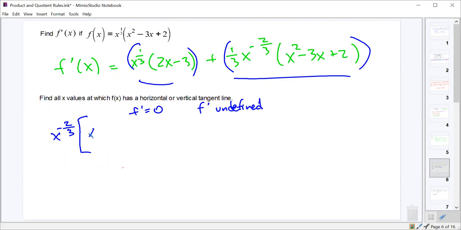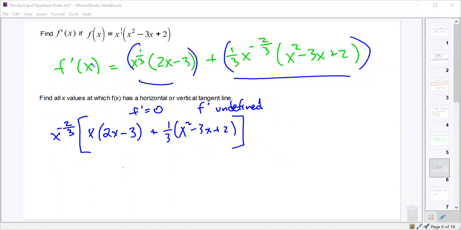Just x to the first power, because remember, if I distribute it back through, x to the negative 2/3 times x to the first, you would add those exponents and you should get x to the 1/3. So we got x times 2x minus 3 plus 1/3 of x squared minus 3x plus 2. And then we will want to drop this x to the negative 2/3 into the denominator and simplify what we've got inside the brackets on the top.